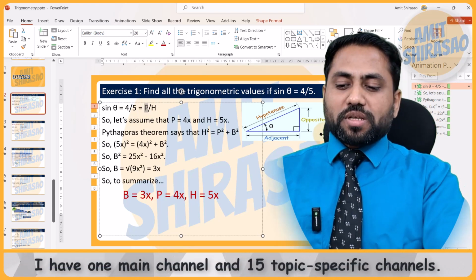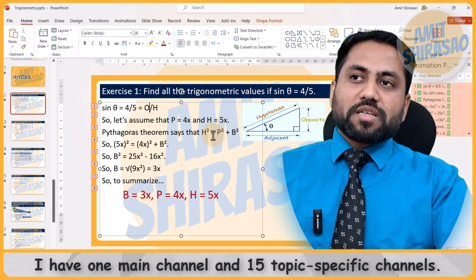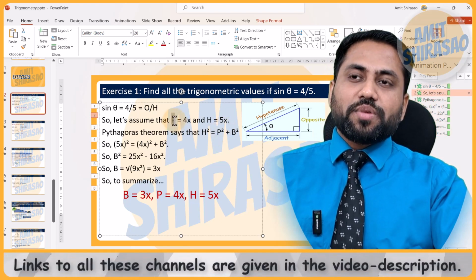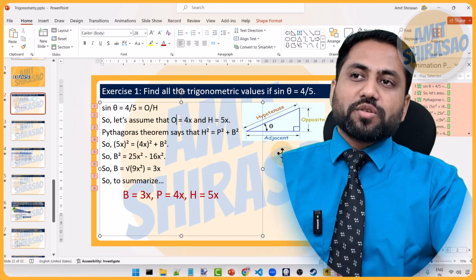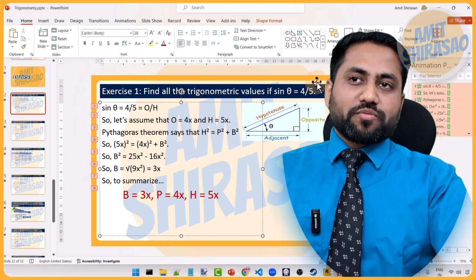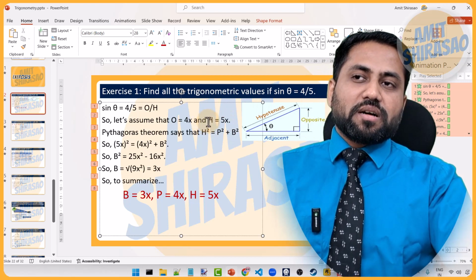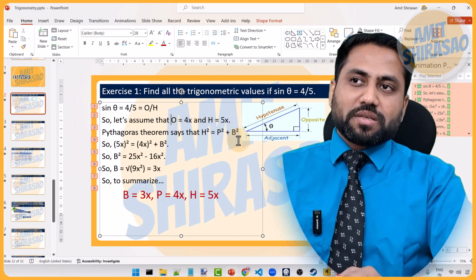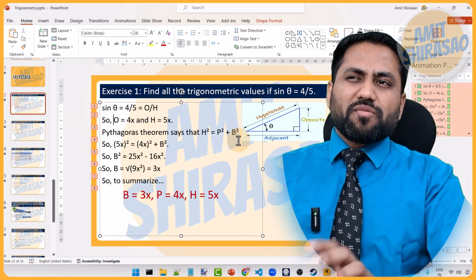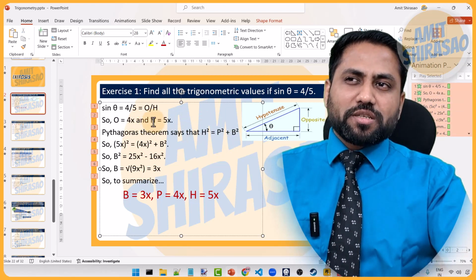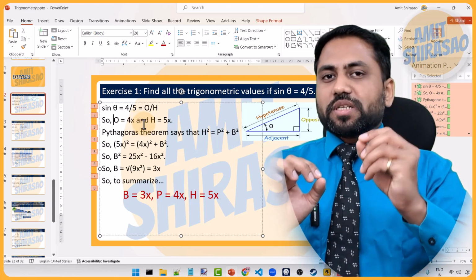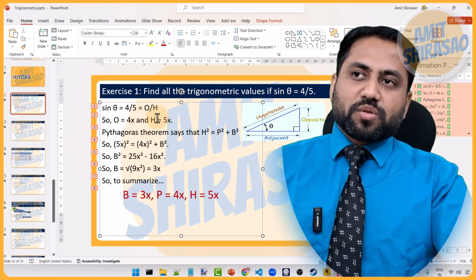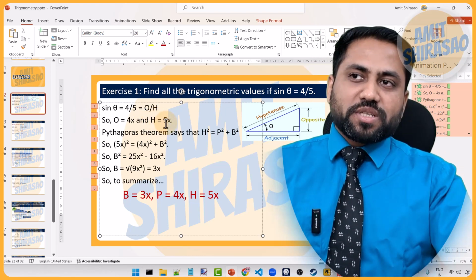So opposite upon hypotenuse. Okay, now let us assume that P, meaning opposite, is equal to 4x, because it is 4 by 5, right? And hypotenuse is equal to 5x. So what is there to assume in it? It's actually true only. 4 multiplied by some number, right? And hypotenuse is 5 multiplied by some number.